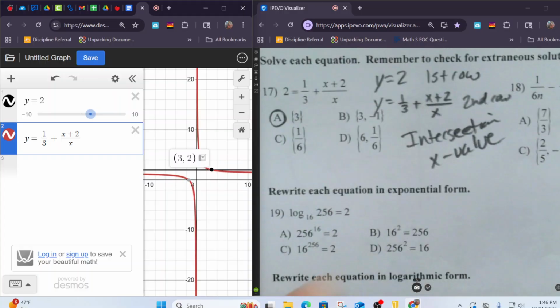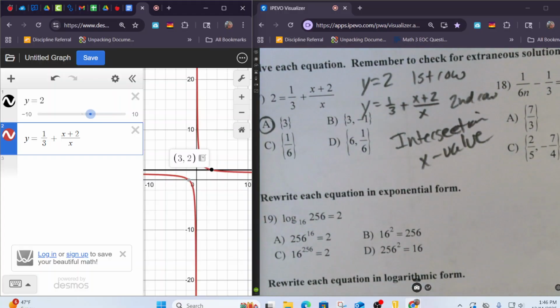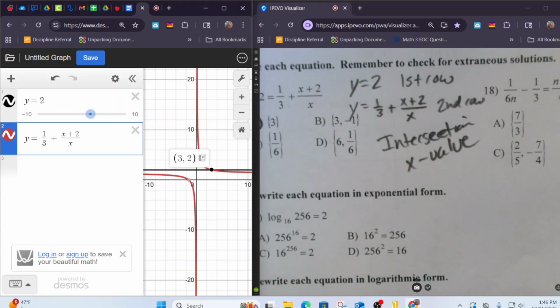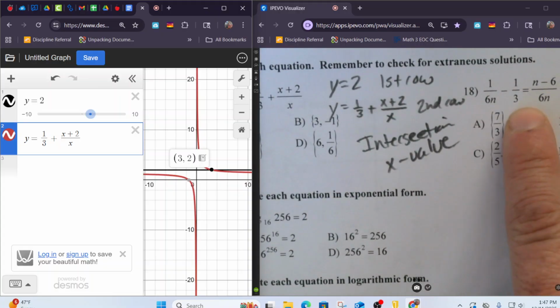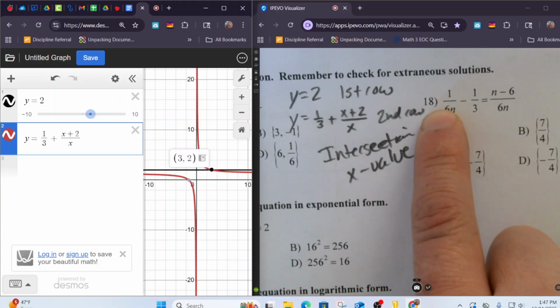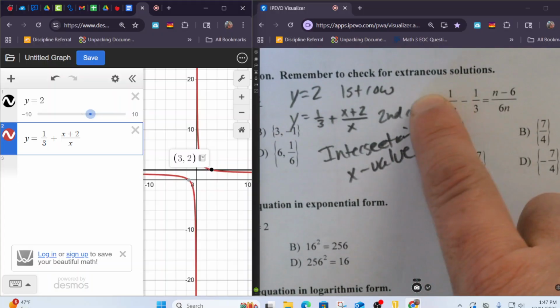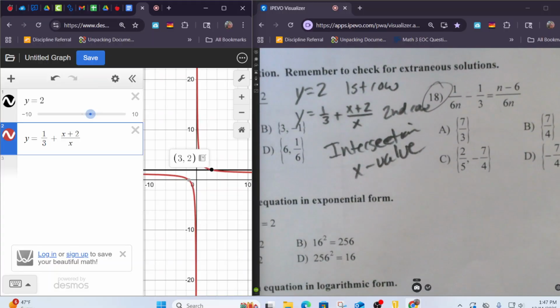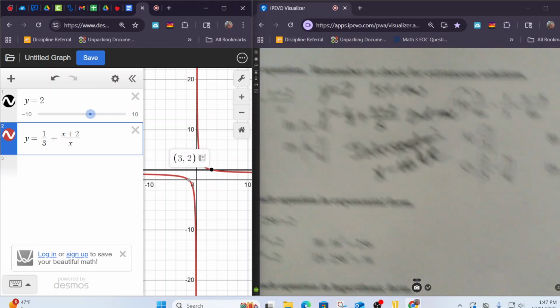Guys, if you notice, we haven't used a single y value as far as an intersection the whole time. It's always the x value. All right. So guys, what I would do, you don't have to do it right now, but just take this one and see if you know how to get the answer. For 18, just see if you know how to get the answer doing that. All right.